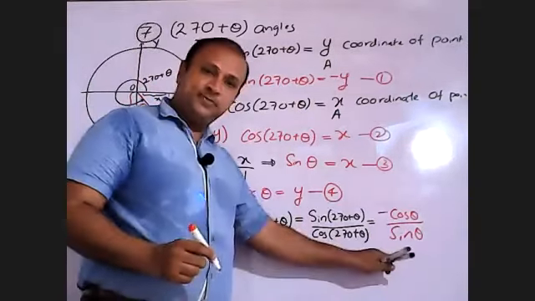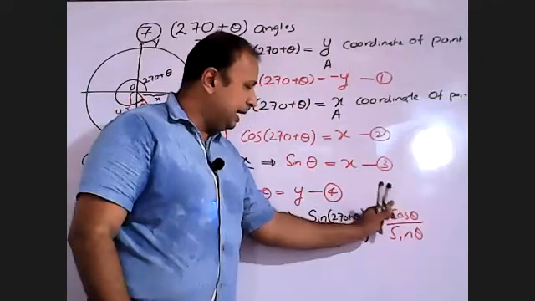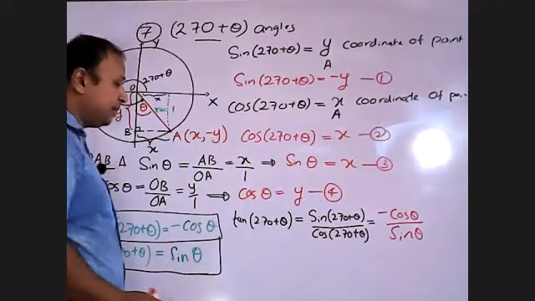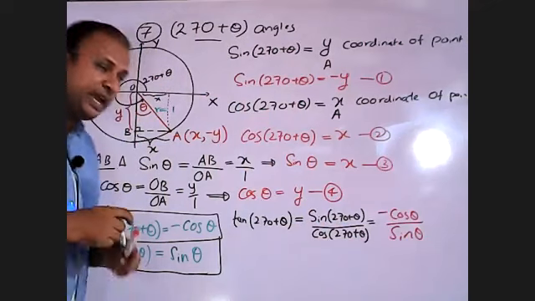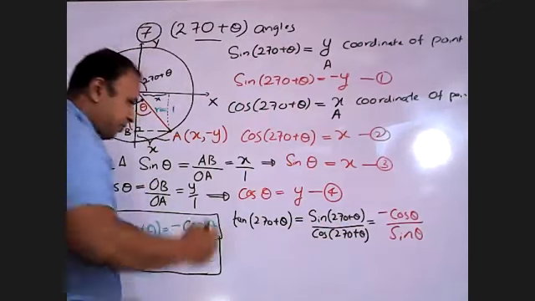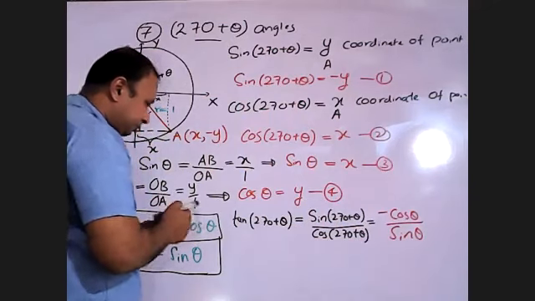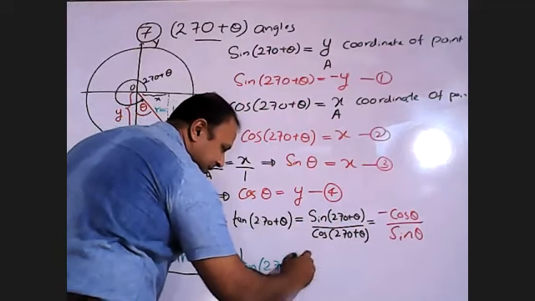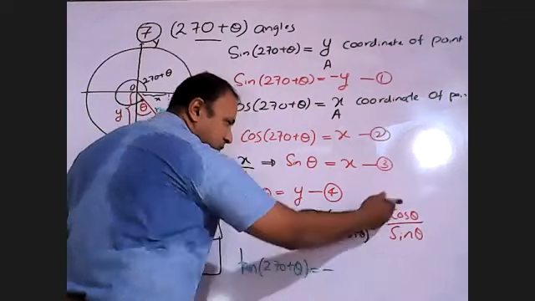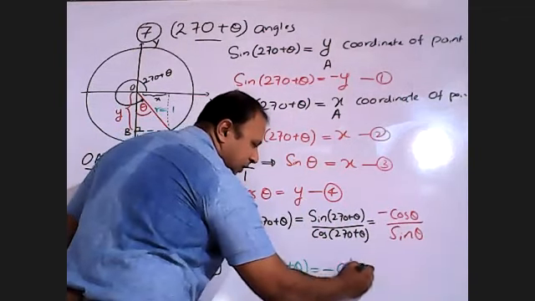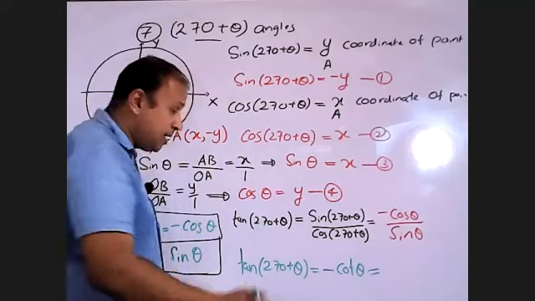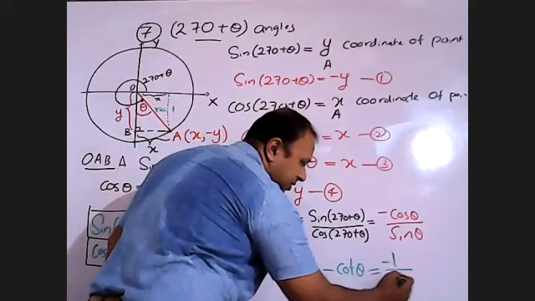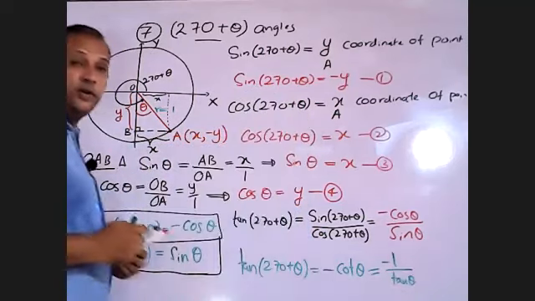Therefore, cos over sine means cot. Or you can take this cos value into the denominator, then you can write it as minus 1 over tan. Therefore, tan 270 plus theta is equal to minus cot theta, or I can write it as the reciprocal of tan, that means minus 1 over tan theta.